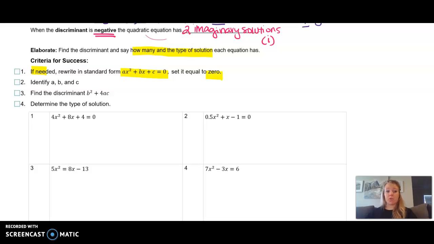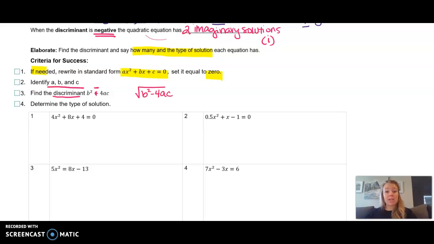Then, just like we did this morning, or during class, we have A and B and C. We're going to figure out what those are. And this should say minus 4AC. I'm sorry, a little typo. I'll fix that. But we're just going to find the discriminant. Again, that's the inside of the quadratic formula.